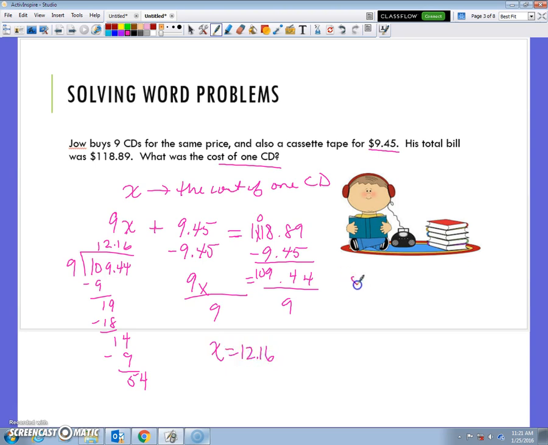So I know that $12.16 is the cost of one CD. If I had 9 of them, I'd have 12.16 nine times, plus I'd also have my cassette order, and that would add up to 118.89. That does make sense, so I know that's probably the correct answer and the equation that I set up. If you need to pause the video to write down the long division, we've been practicing this in the past, so I didn't want to hold us up on that, but that's how you long divide 109.44 by 9. So 12.16 is the cost of one CD.